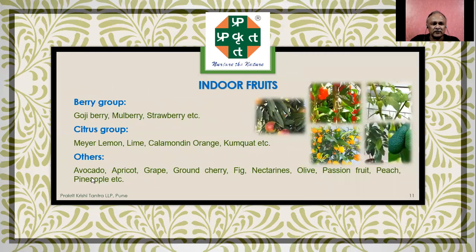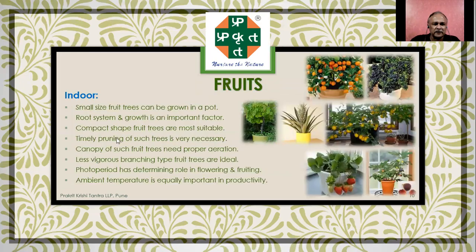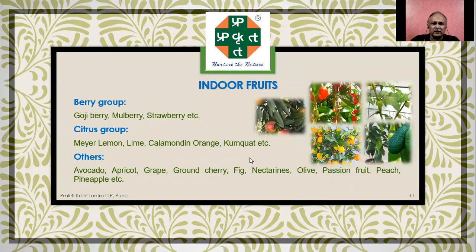Then I have divided them into three groups, the indoor fruits: the berry types, citrus types and other types, and examples are here. And many more are possible. The basic considerations I have mentioned here, so based on that, we can decide about any other type of fruits also. Then goji berry, mulberry, strawberry, etc. in different kinds of berries, or mild lemon, lime, calamondin, orange, pomcat, etc. in the citrus group. Small size plants are preferable actually.